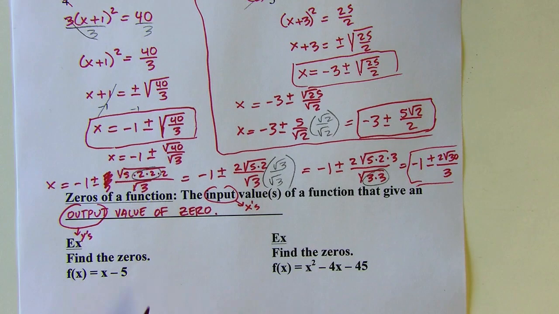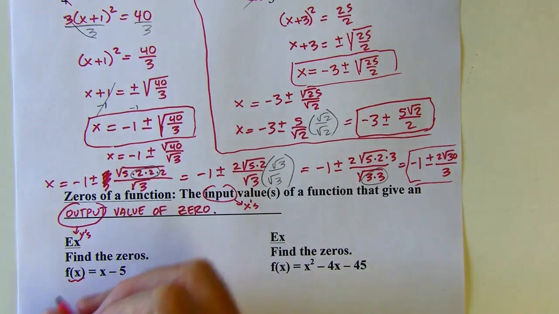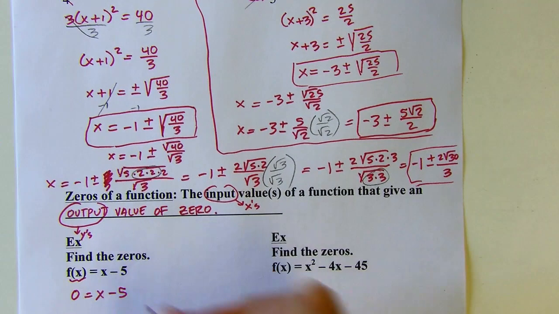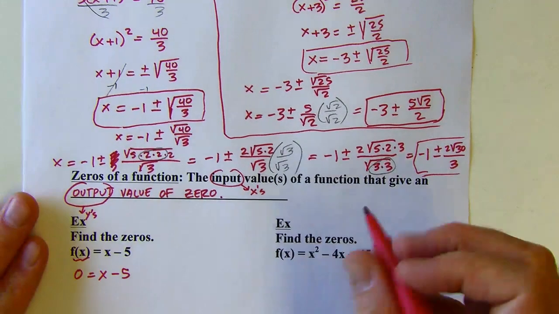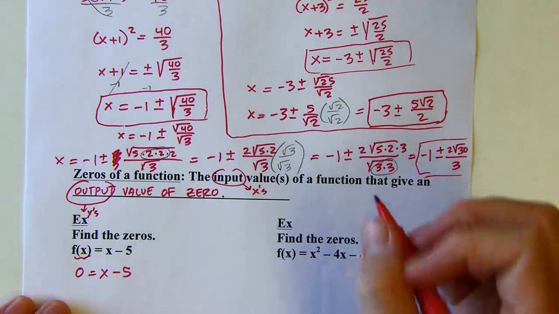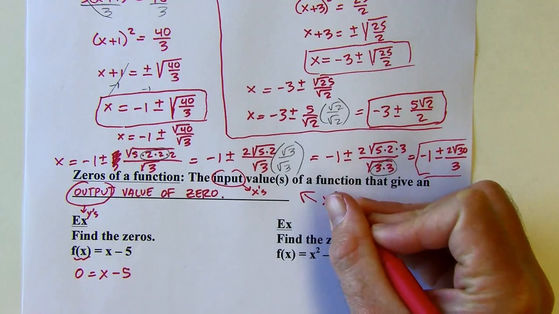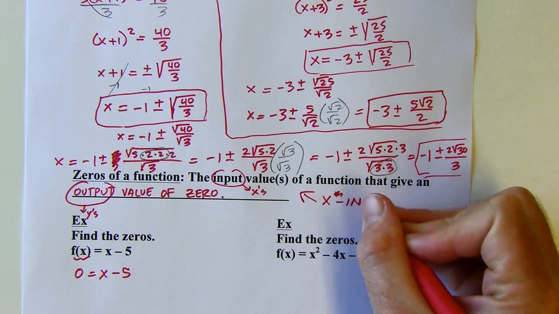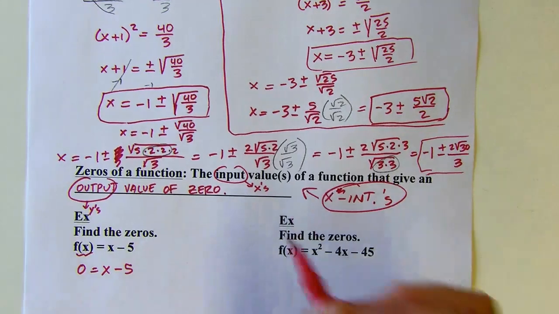Okay, so it's the input value that gives an output value of 0. Well, here's my output value. So in other words, all I'm doing is plugging 0 in for y. Okay, so the zeros of a function, these are the x-intercepts. That's all the zeros are.